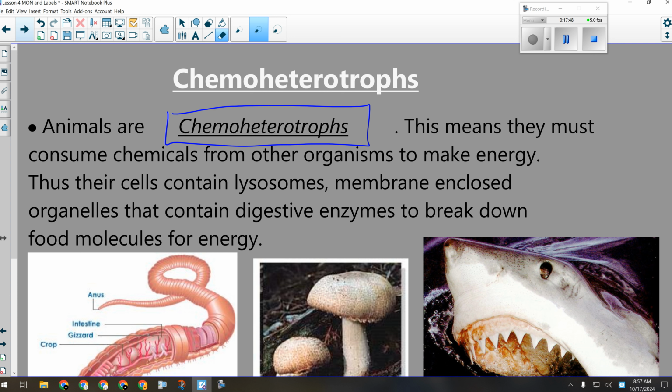So some fungi grow on your food. If you've left it for too long, it's been in the pantry and you come and it's furry, well, that's mold. Mold is a fungus. And it's just consuming the organic material of that food. If you see it growing on a tree in the woods, same thing. It's parasitic. It's using the organic material of that tree for food.